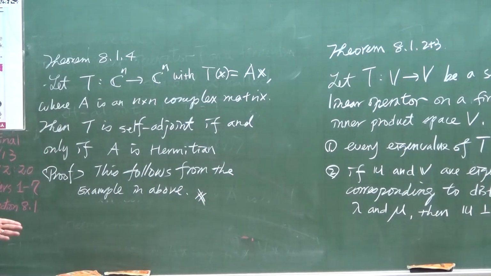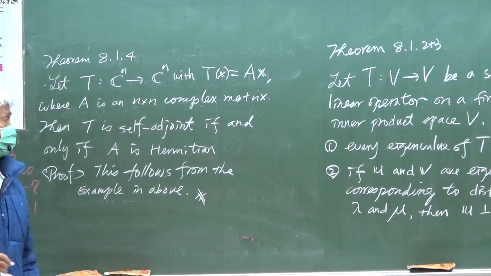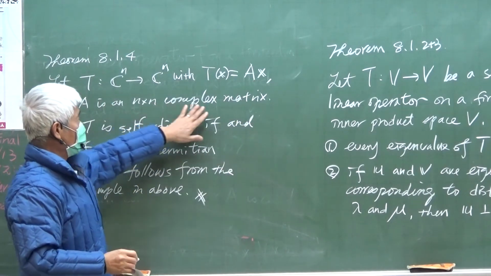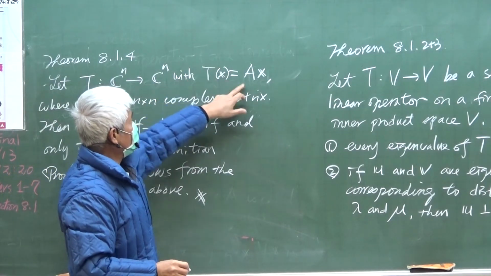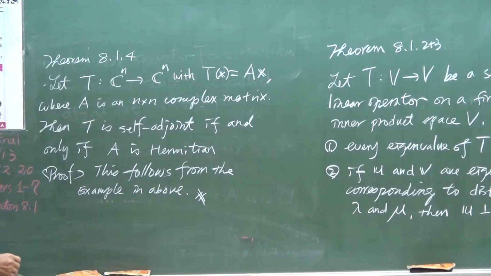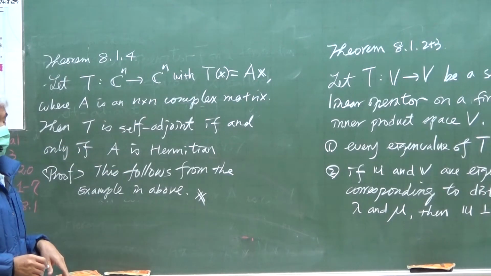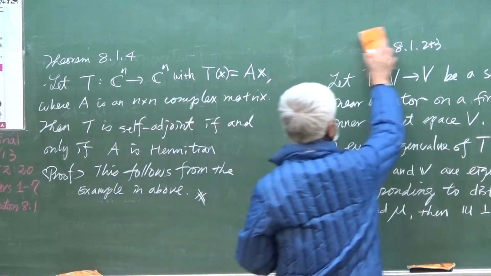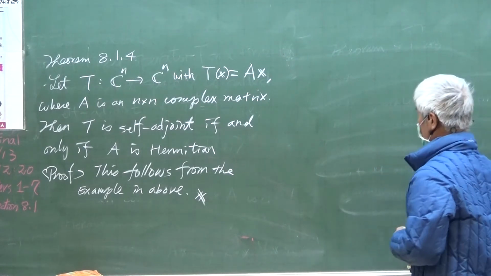So last Wednesday, I took an example to demonstrate that for a linear operator constructed from an n times n complex matrix, its dagger is given by A^H, corresponding to the Hermitian transpose of A. So that if T is self-adjoint, of course A is equal to A^H. Okay, so this is easy. It's a theorem in the textbook, so I write it for you here.